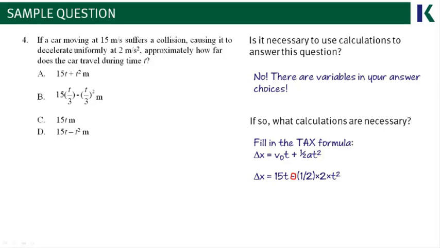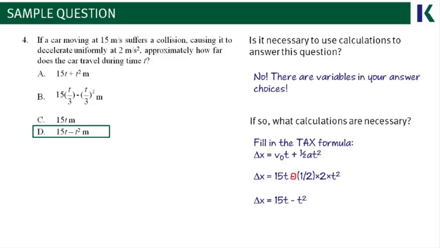That negative sign is for deceleration, so we have to make sure that we're using that in the formula. Then we simplify as much as possible, and we see that answer choice D ends up being our best answer. Another way to work through this problem is to eliminate your answer choices.